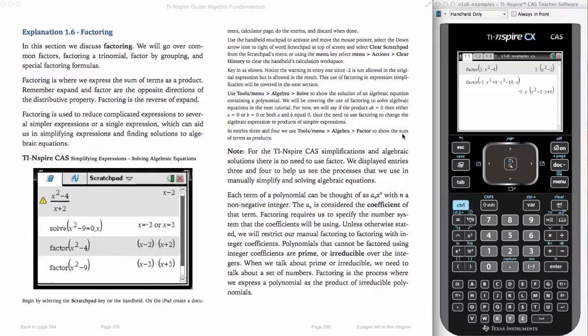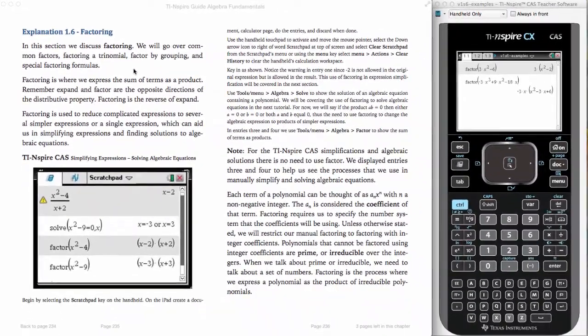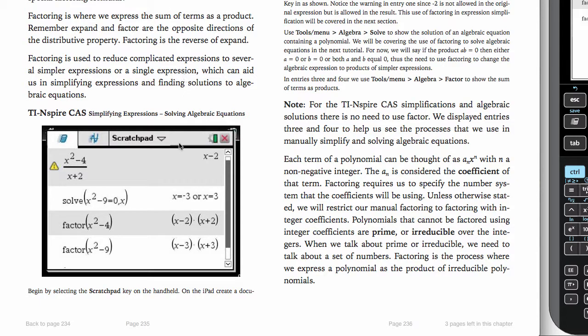In Chapter 6 of Volume 1, we go over factoring. In this section, we will cover common factors, factoring a trinomial, factoring by grouping, and special factoring formulas. Down here in the scratch pad, we look at two areas where we use factoring.